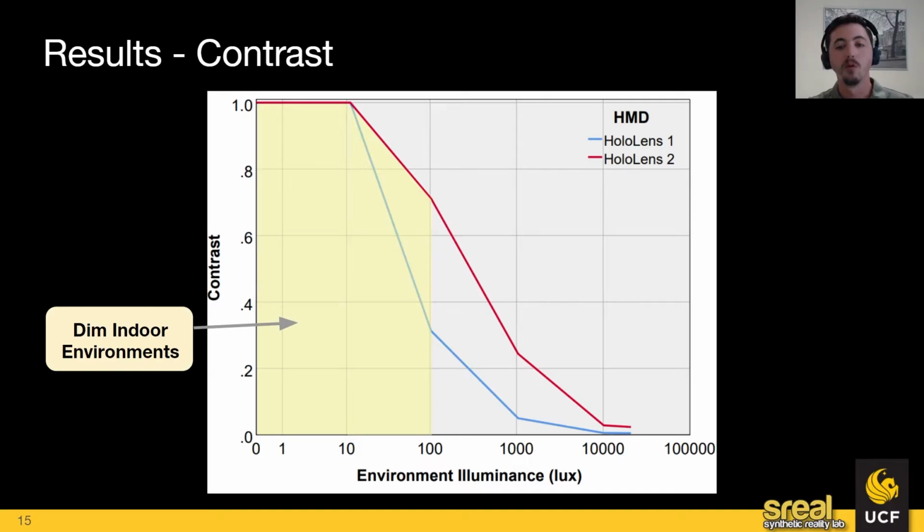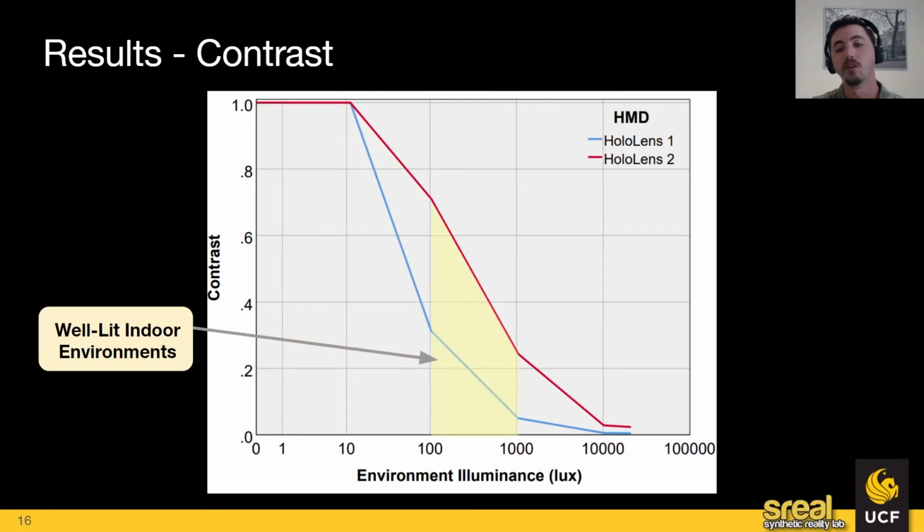As we approach 100 lux, this is the range of illuminances that correlate to very dim indoor environments or dark outdoor environments. The HoloLens 1 reduces to about 0.3 for contrast, and the HoloLens 2 reduces to about 0.7.